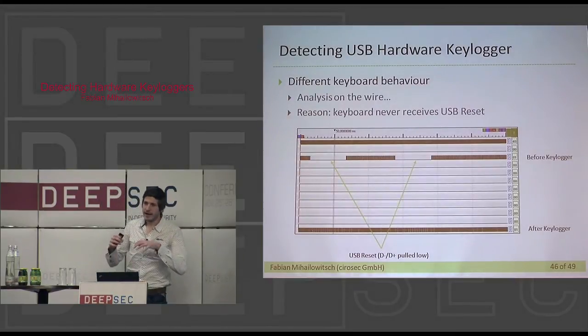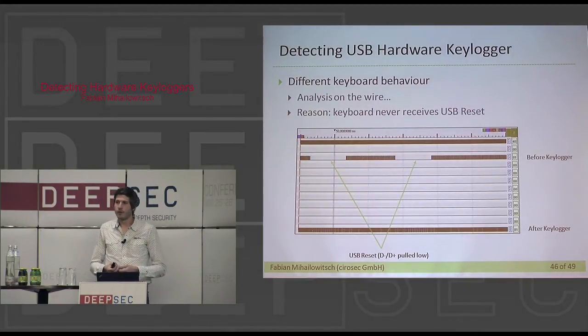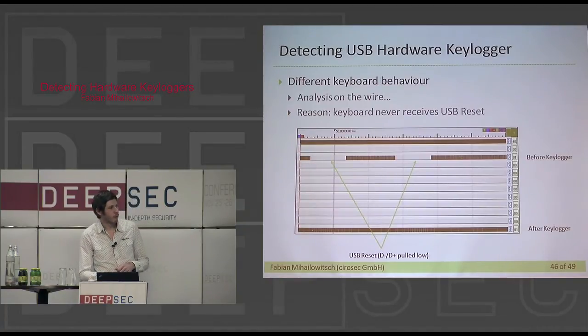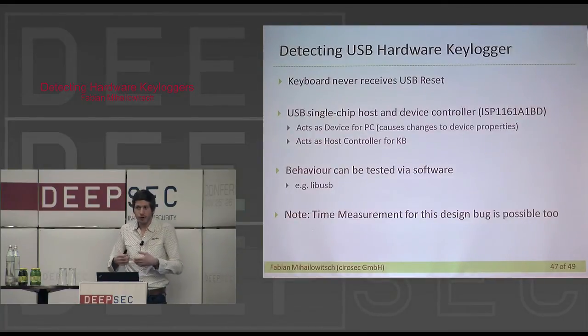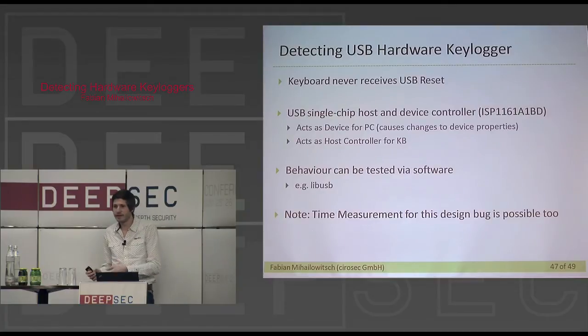So what I did, I looked on the wire, and you have to know during a USB reset, both data lines, D plus and D minus, are pulled to 0 for a certain amount of time. And you can see before the keylogger, they are pulled to 0, and after the keylogger, there's nothing. So basically, the device just doesn't pass the USB reset to the keyboard. The keyboard never receives the USB reset, and that's the reason it doesn't behave like I think it should behave.